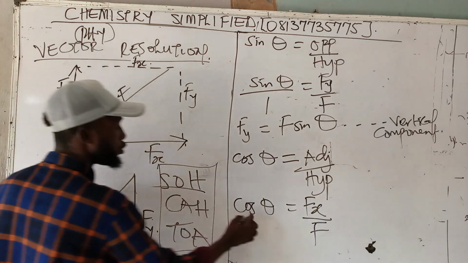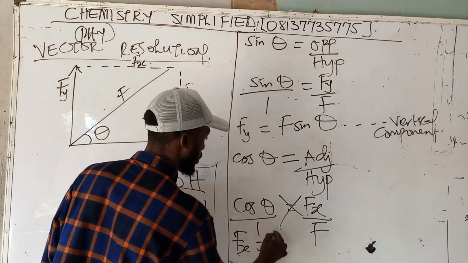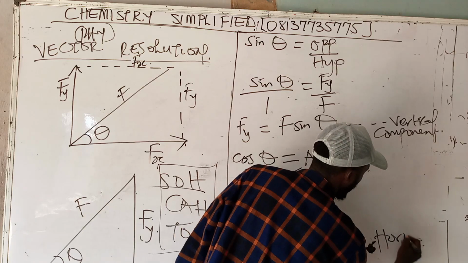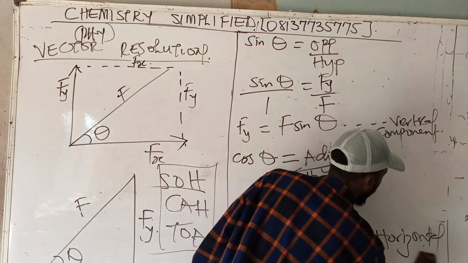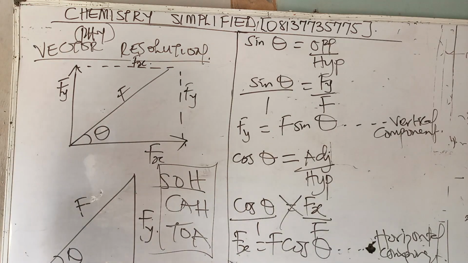You can see here now. If you cross multiply, we have Fx equal to F cos theta. That is our horizontal component. Very easy, right? Yes, that's basic.